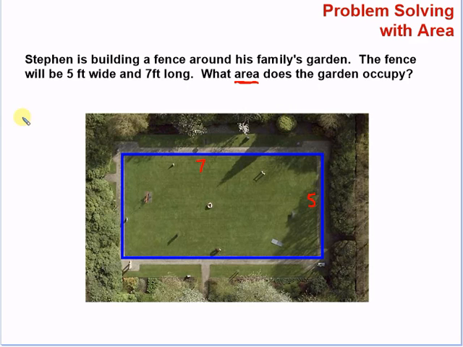So what was the formula for the area of a rectangle? The area of a rectangle, the formula was area is equal to what? Length times width. What is my length in this case? My length along this side is 7 feet long, so 7 times, and then my width is 5 feet, so times 5. 7 times 5 is 35.